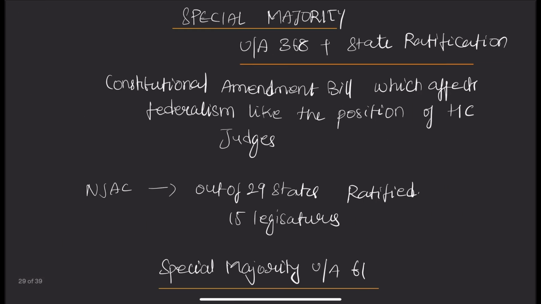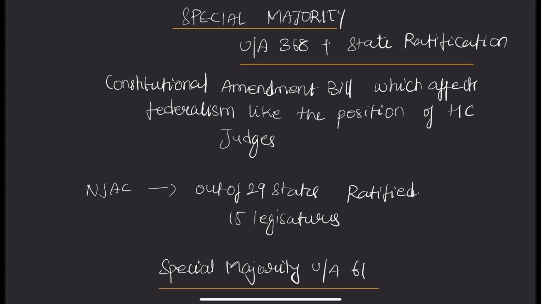Next one is special majority mentioned under Article 368, but it must be ratified by states. So let's see what are those amendments. Those amendments which will affect the federalism, like the position of High Court judges. So the government in India's first term, they passed an act which led to the formation of NJAC. NJAC is nothing but National Judicial Appointment Commission.